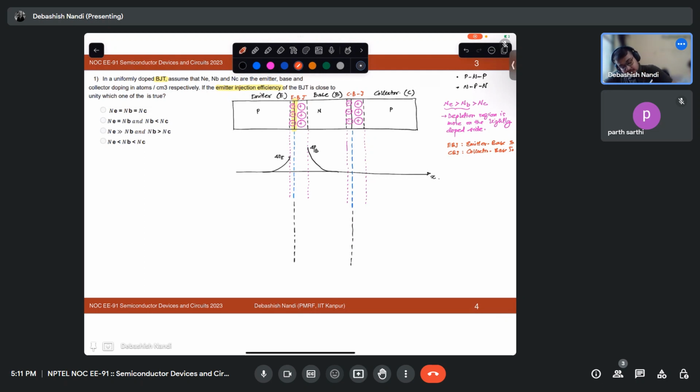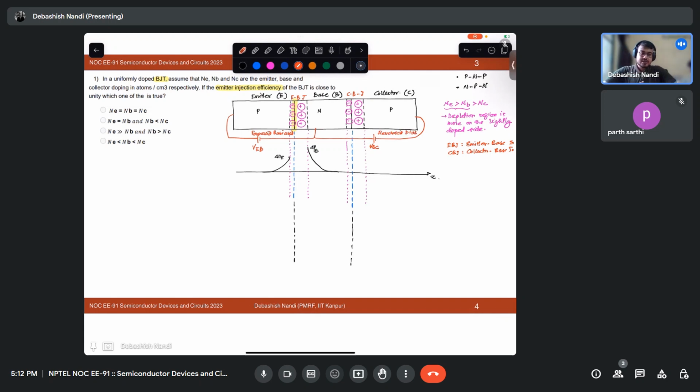The way your thing is biased is, your emitter base junction, or the EB, is generally forward biased, and this junction is generally reverse biased. So your VBC, this junction, is reverse biased.